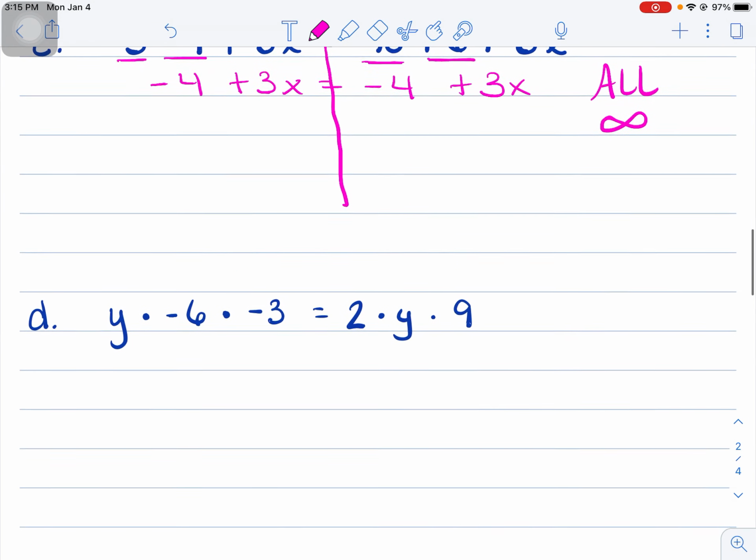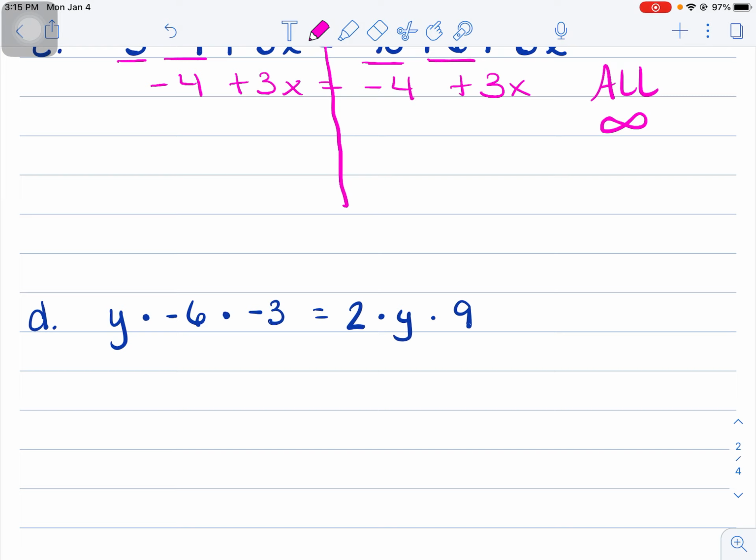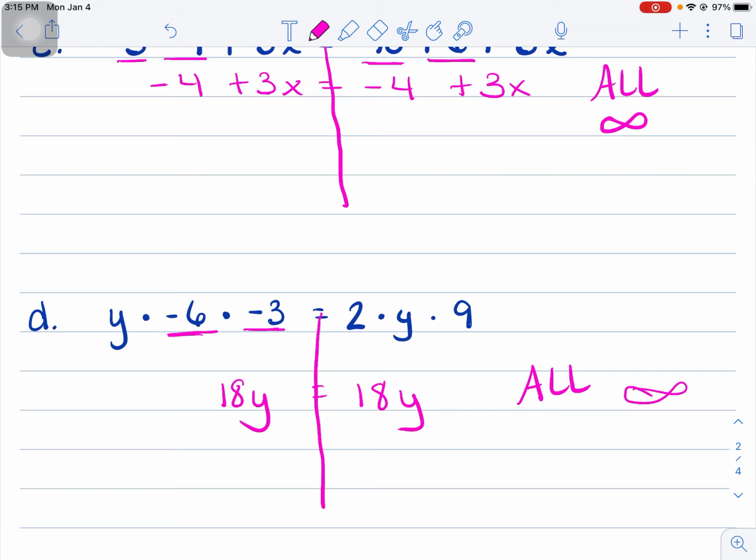All right, let's look at example D. It's kind of written a little weird, but we want to simplify before we start working. So this is y times negative 6 times negative 3. Well, let's multiply our numbers here and get those together. So we have a negative 6 and a negative 3, which is a positive 18. And it's being multiplied times y, so that's 18y. And then we have a 2 and a 9. Well, 2 times 9 is 18 times the y, 18y. So this we can see is identical. So this is an all solution as well, or infinite symbol. Ooh, that one's terrible. An infinite symbol there.